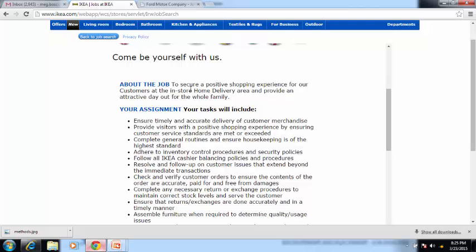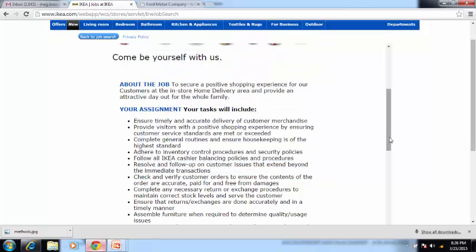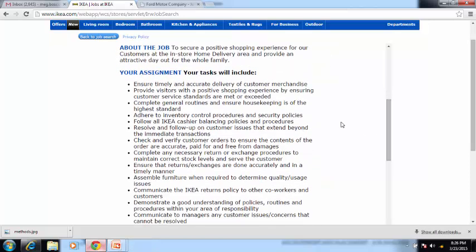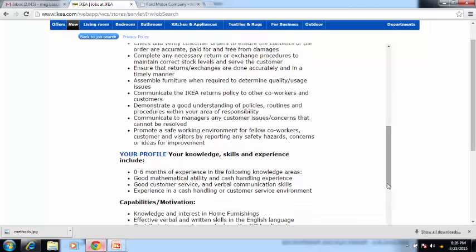So, about the job, right? They've mentioned: to secure a positive shopping experience for our customers and to provide an attractive day for the whole family. So if you see, they've actually imbibed IKEA's values into the job description. And as for the assignment, their tasks will include ensuring timely, accurate delivery, checking and verifying customer orders, assembling furniture, communicating the IKEA returns policy. All this is basically part of the job description.